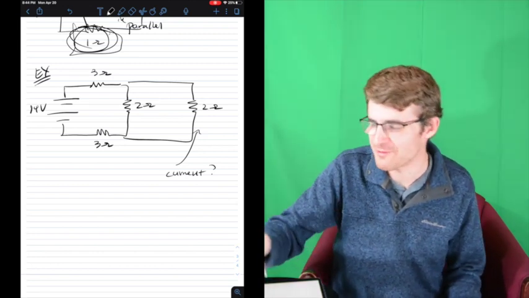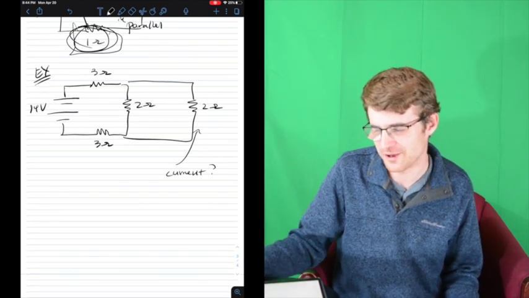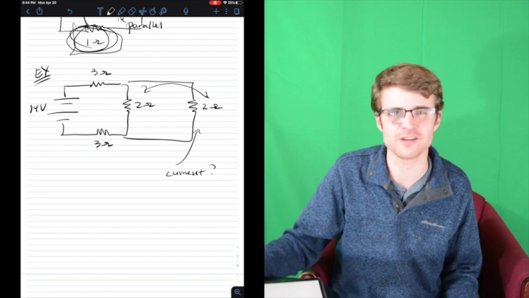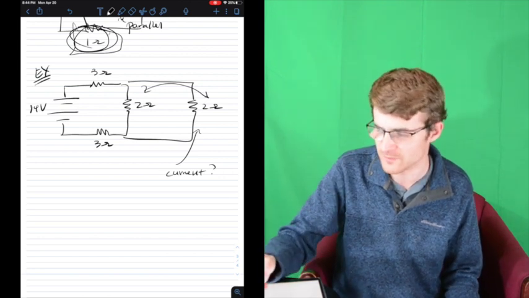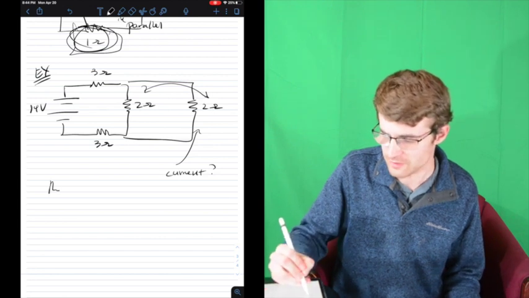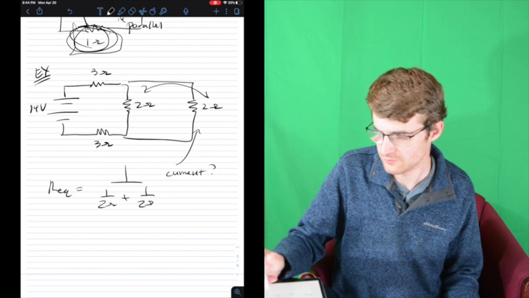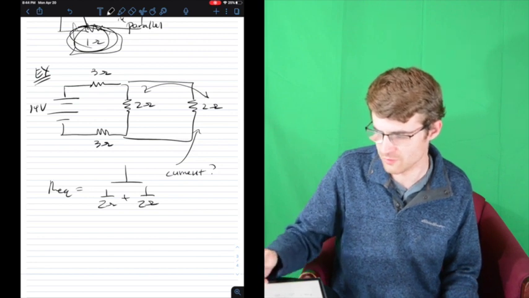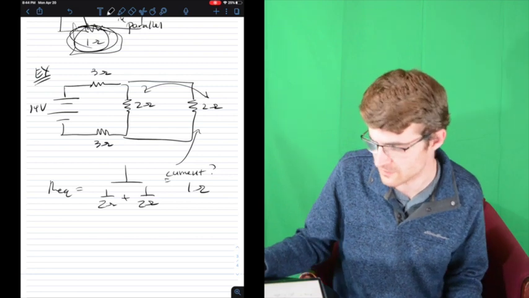Okay, so anyway, these two elements here are in parallel, okay? They're on different branches of the circuit. We're starting as far from the battery as possible. So I'm going to use the equivalent resistance rule, where I have 1 over 2 ohms and 1 over 2 ohms. We're going to add those together and take the reciprocal, and the summation of that's 1 ohm.